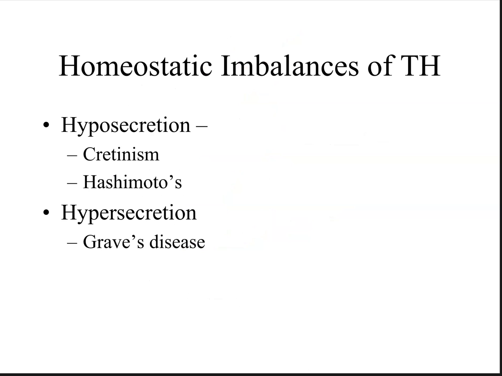Now, when the thyroid hormone is deficient in the body, it can be due to a problem in the hypothalamus, or it can be a problem due to the pituitary gland, or it can be a problem in the thyroid gland. If the problem due to poor secretion is in the thyroid gland itself, it's called a primary disorder. If there's a problem in the pituitary gland, it's called a secondary disorder. And if there's a problem with the hypothalamus, it's called a tertiary disorder.